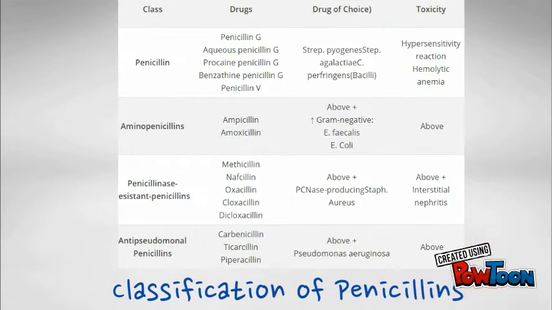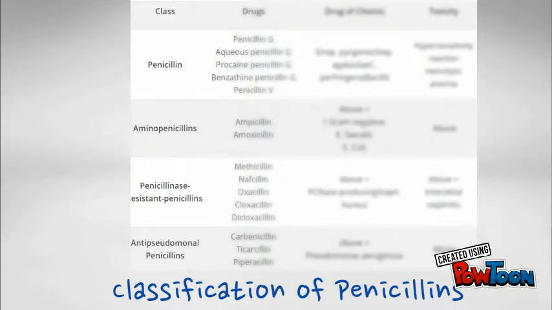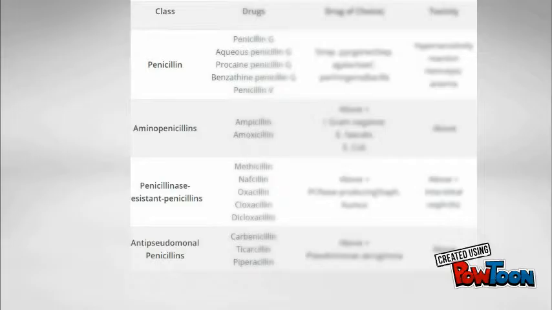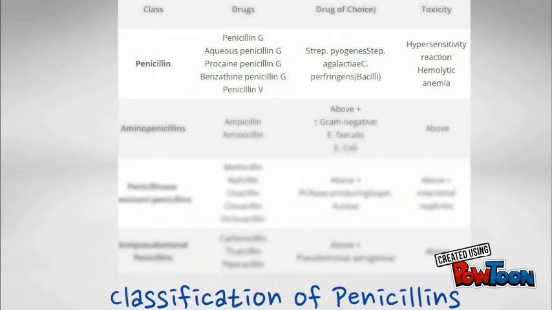There are different classes of penicillins, such as the natural penicillins, aminopenicillins, penicillinase-resistant penicillins, and anti-pseudomonas penicillins. Each class of penicillin works better against certain bacteria than others. In this presentation, we are going to look at the natural class of penicillin.